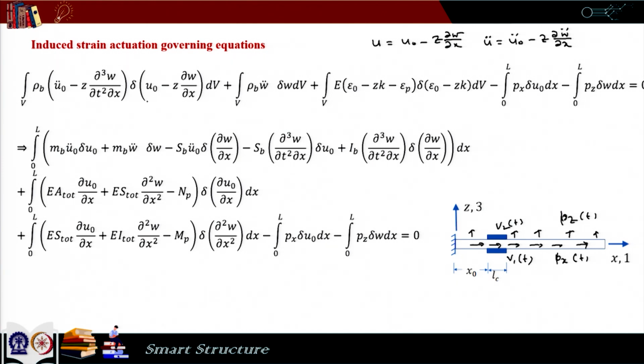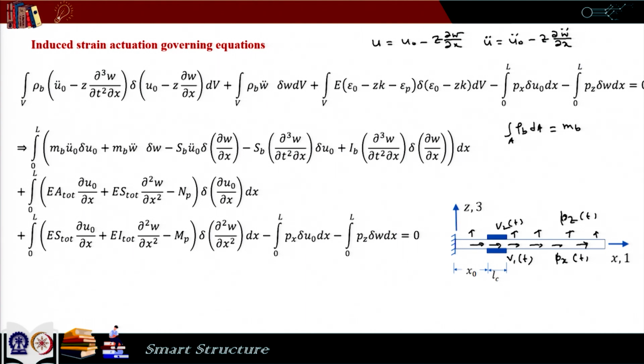Now, we integrate this expression within the cross sectional area. If we do that, then rho v u0 double dot delta of u0, on being integrated over the cross section, gives us mb. So, if I integrate rho v within the cross section, it gives me mb. Similarly, from here also we get an mb w double dot del w.